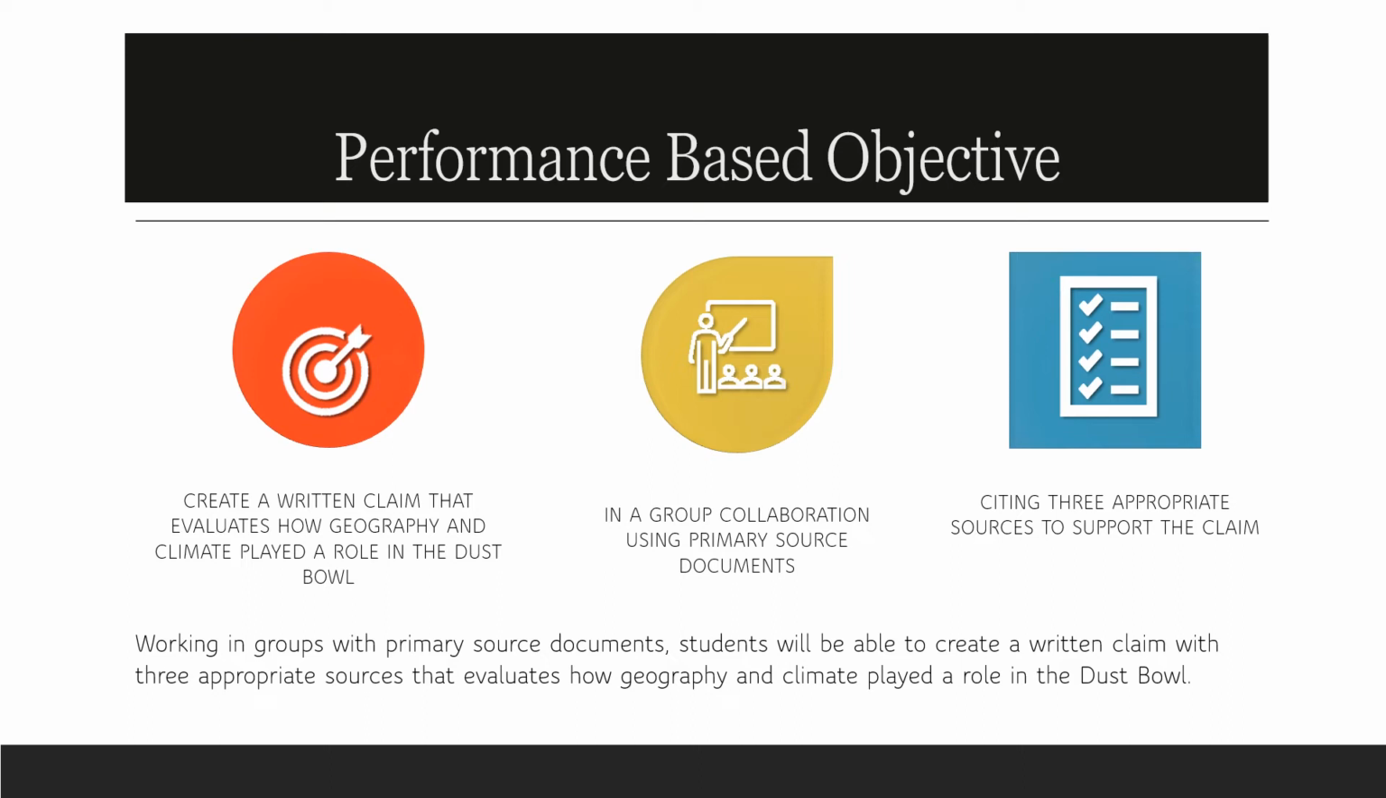Here's another objective. Create a written claim that evaluates how geography and climate played a role in the Dust Bowl. That target behavior comes from the state standards. The next part is in a group collaboration using primary source documents, so that's how they do it. And then the criteria for success is that they will cite 3 appropriate sources to support the claim. So our objective is, working in groups with primary source documents, students will be able to create a written claim with 3 appropriate sources that evaluate how geography and climate played a role in the Dust Bowl.